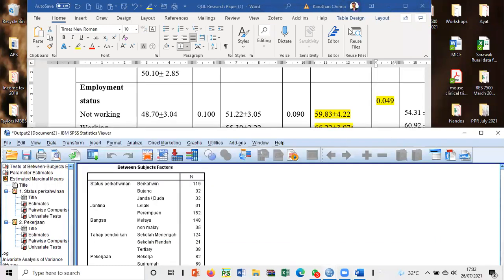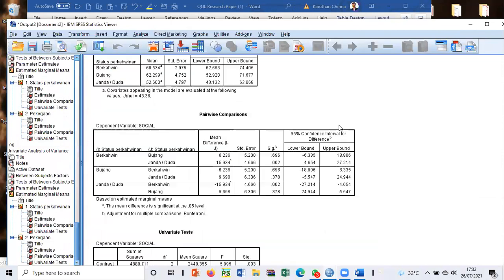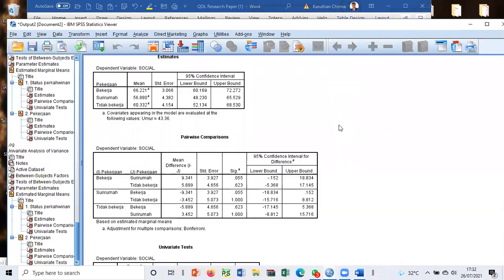Who's different? We go into the post-hoc test. Okay, this is the post-hoc test for pekerjaan. We don't see much difference, but look at this value, 0.055, very close to 0.05. This is between bekerja and suri rumah. You can see bekerja 66, suri rumah only 56, a 10-point difference. Is it worth reporting? Yes, because discussion will be easier later. Discussion: bekerja, they're happy socially compared to suri rumah. Why?